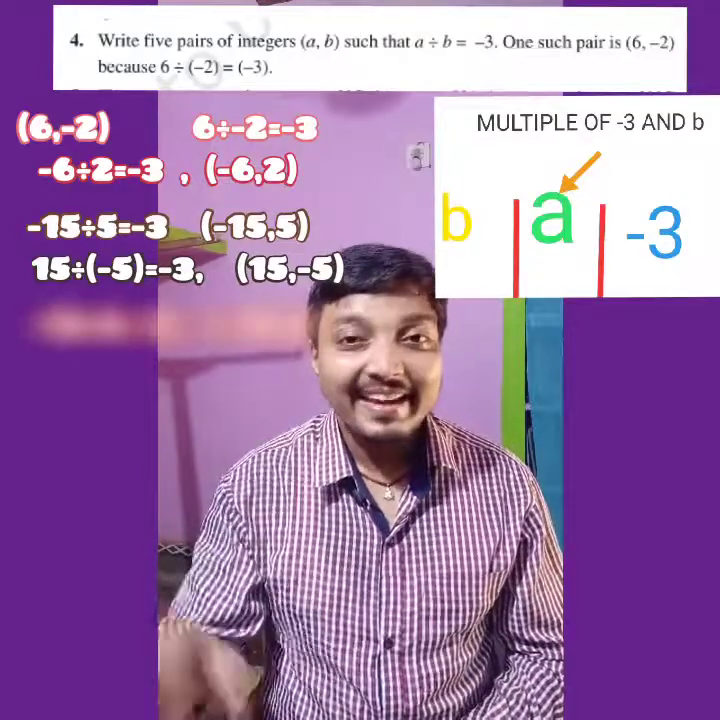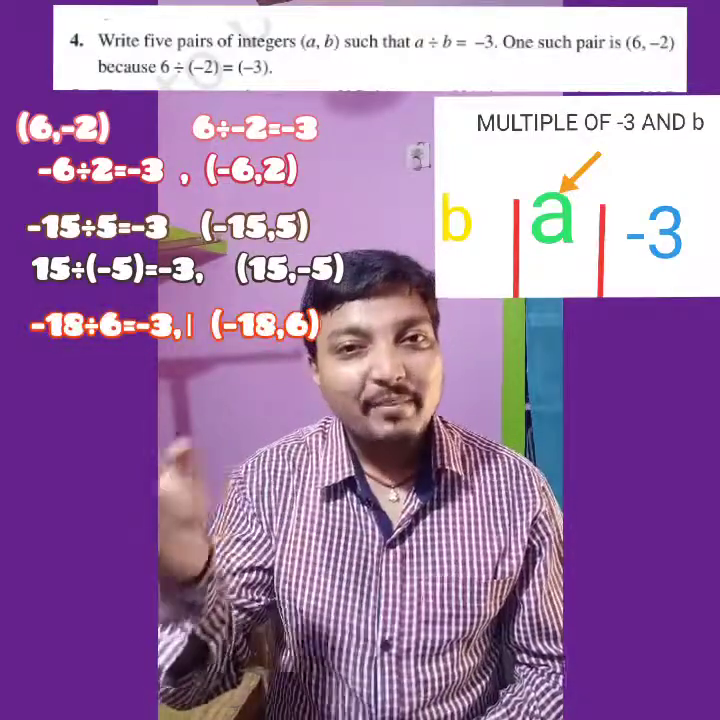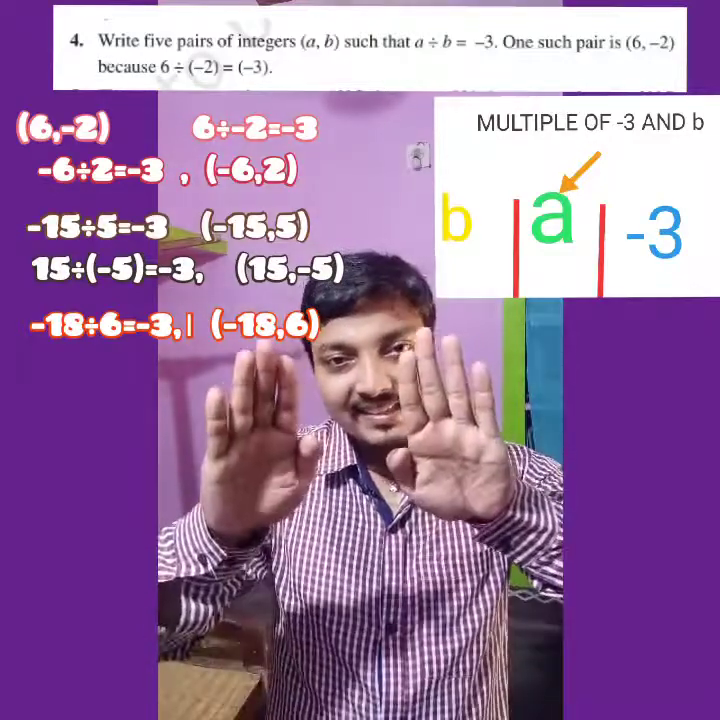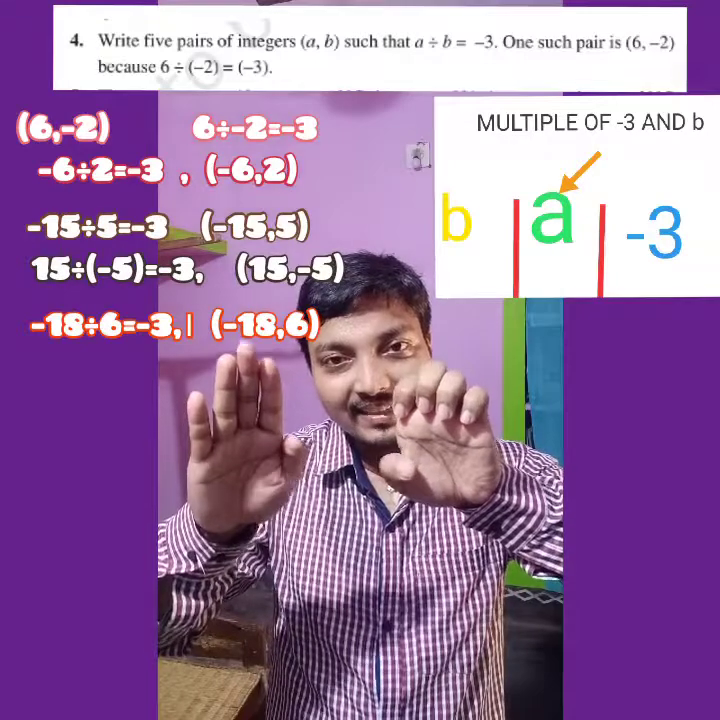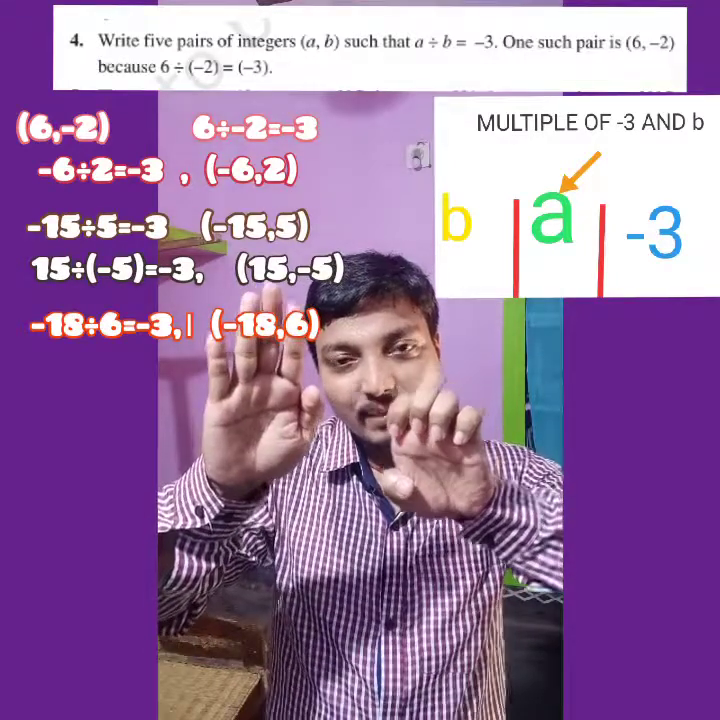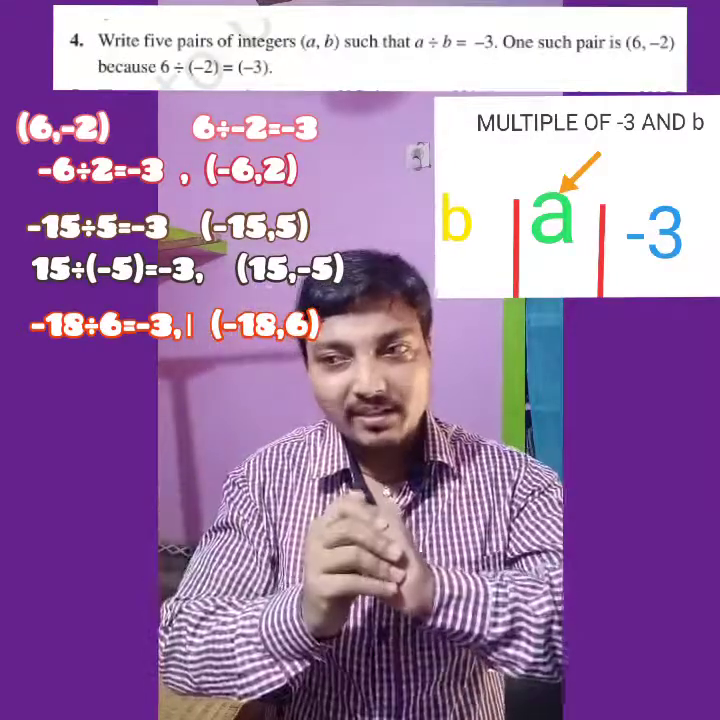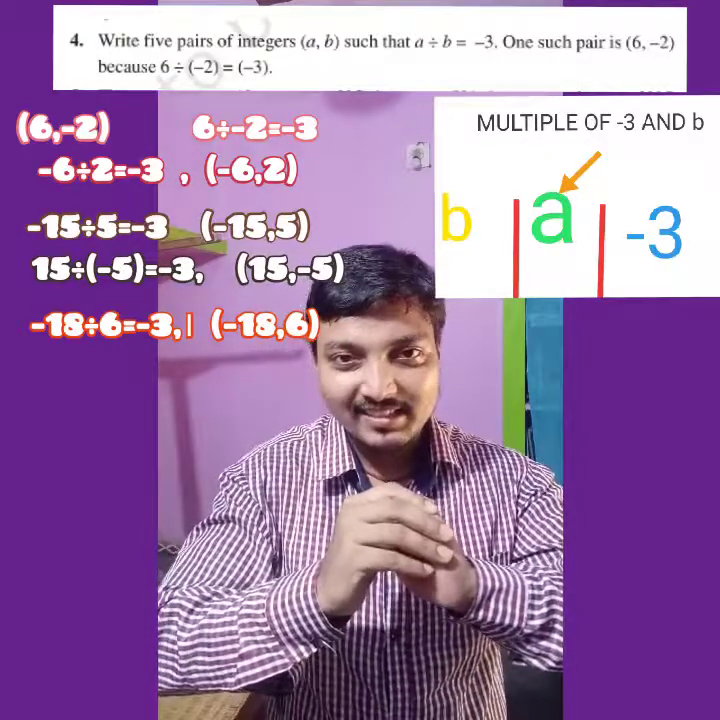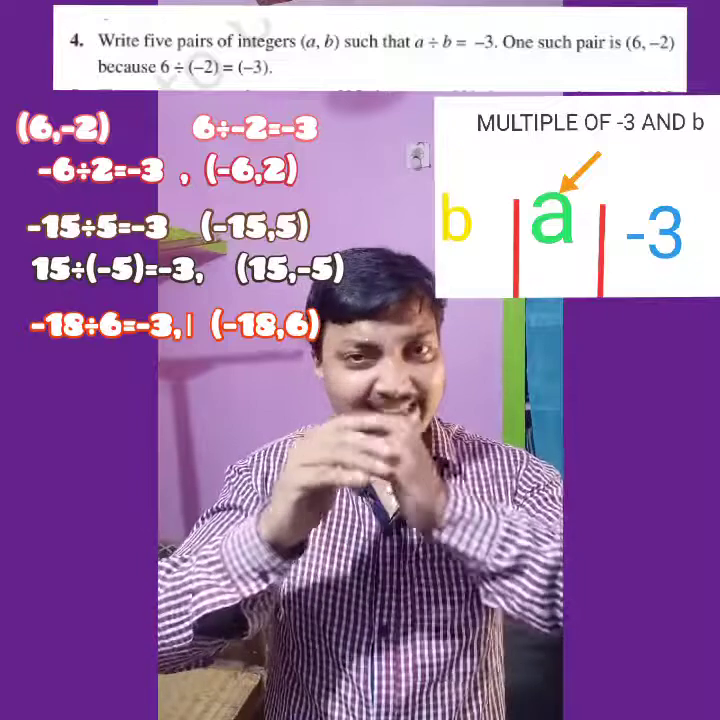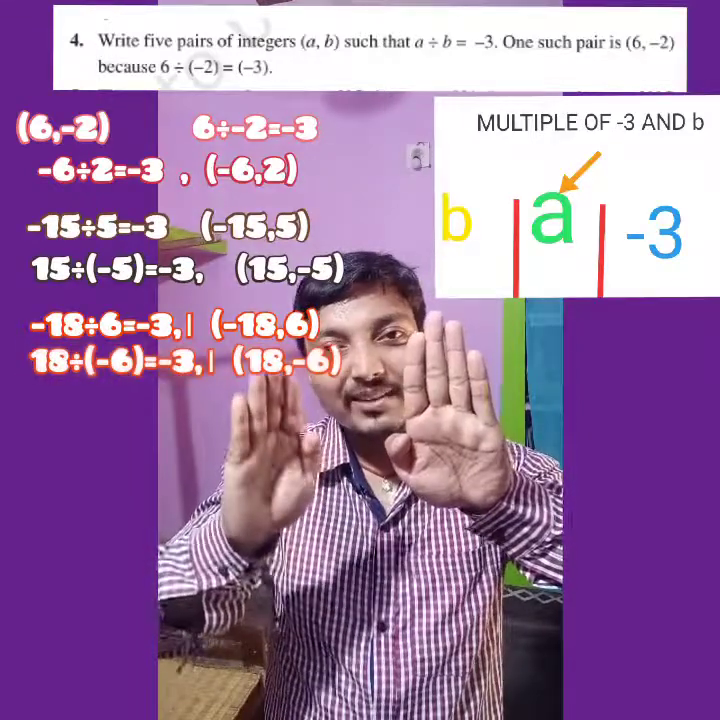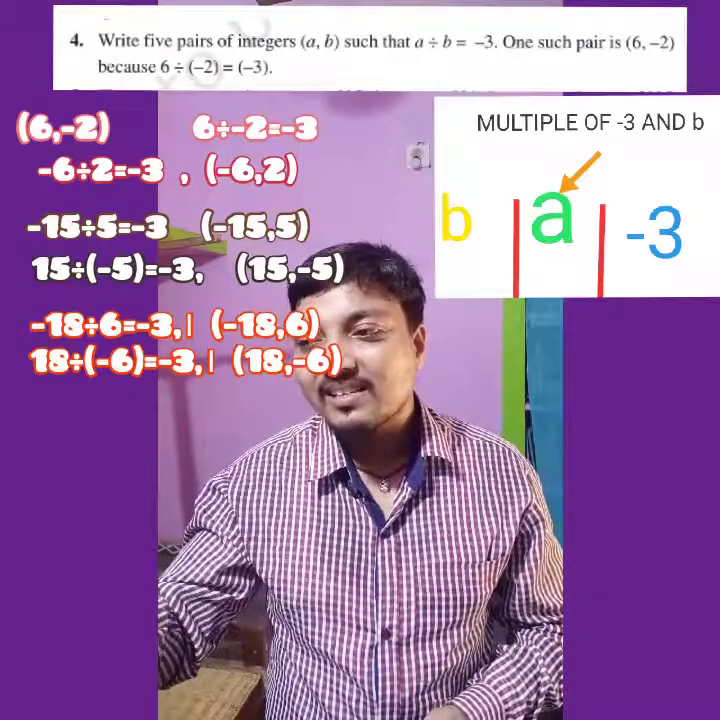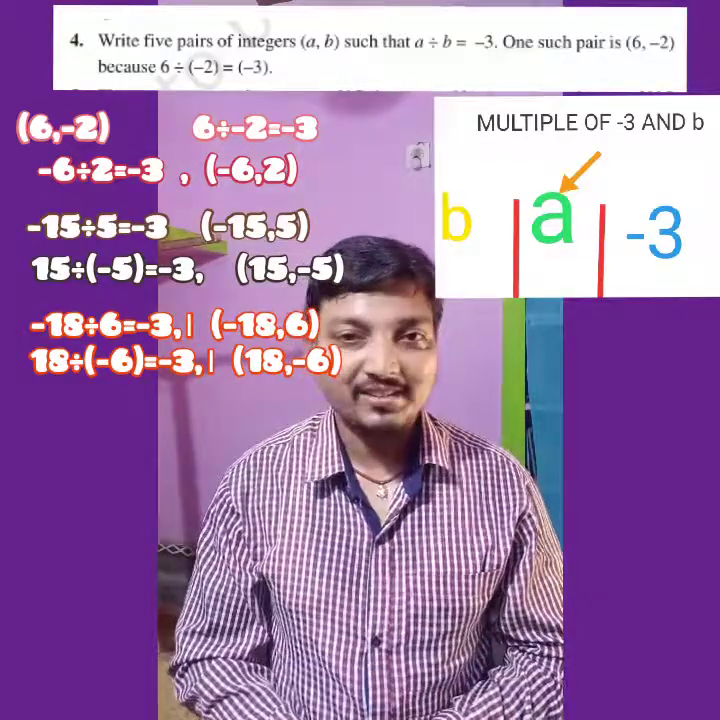Another multiple of 3. Suppose 3 times 6 is 18. So 18 divided by 6, the result will be 3. But I want minus 3. So for 18 and 6, one is negative. Minus 18 divided by 6, the result is minus 3. So minus 18 and 6 is one pair of integers. Another pair of integers is 18 and minus 6. 18 divided by minus 6, the result will be minus 3.